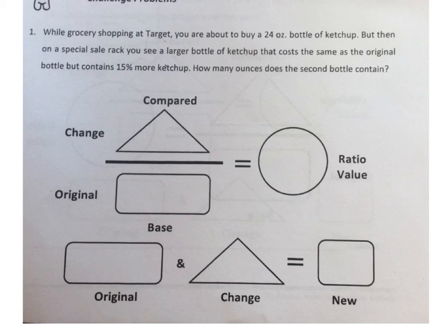Okay, so immediately I'm going to see my 15% more. I know I'm going to go 15 out of 100. Whenever you see your percent number, you know that's going to go in that spot. And this one includes 15% more ketchup. So I'm going to use my arrow up. So this is going to be my arrow up.